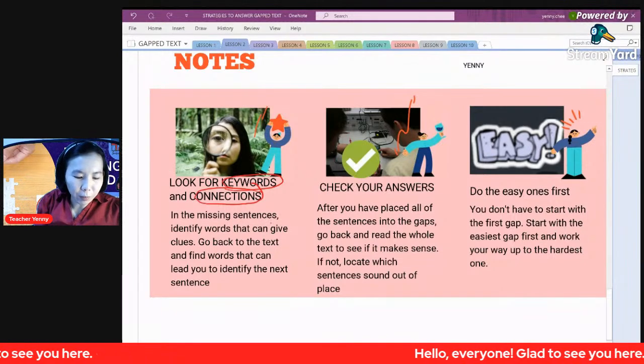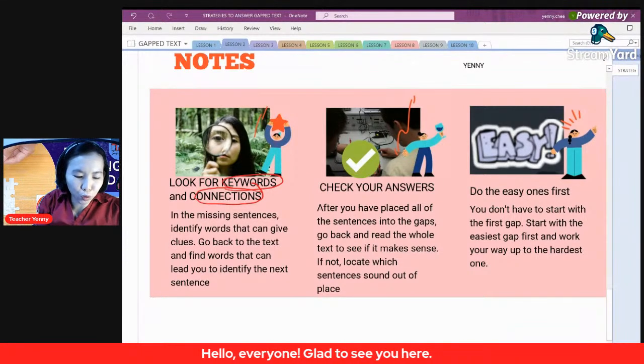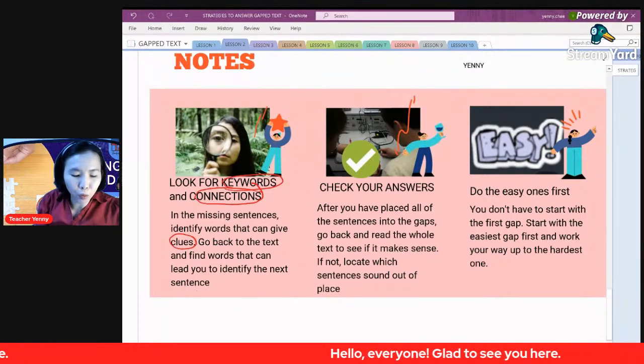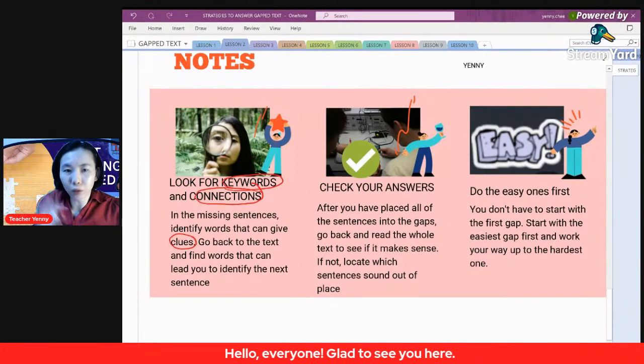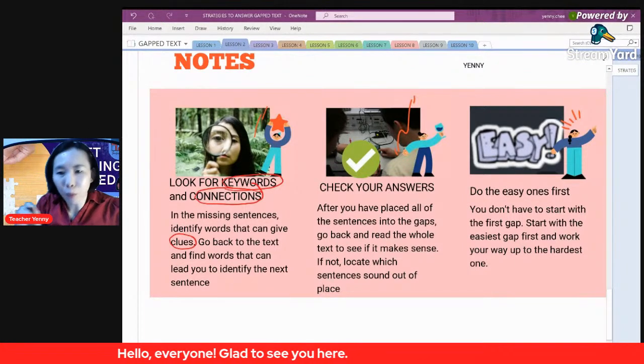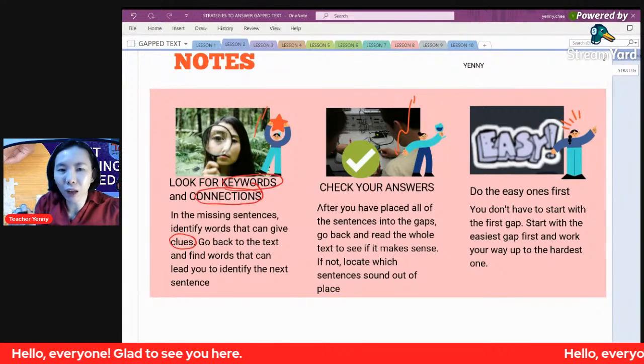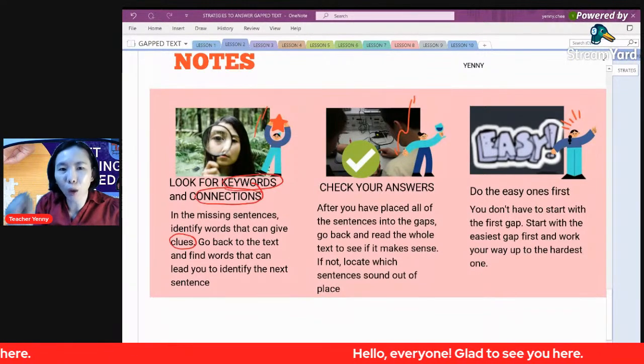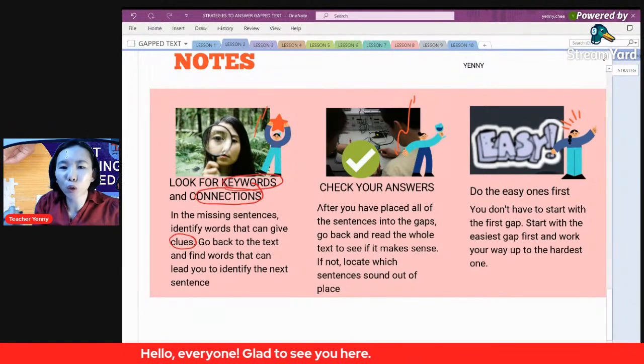In the missing sentences, identify words that can give you clues. So contextual clues, right? Go back to the text and find words that can lead you to identify the next sentence. So remember to look for keywords, keywords, keywords. And I remember that even in the first class, I always remind you to look for keywords. Even in essays, you have to look for keywords. If you don't look for keywords, you are going to be off tangent.